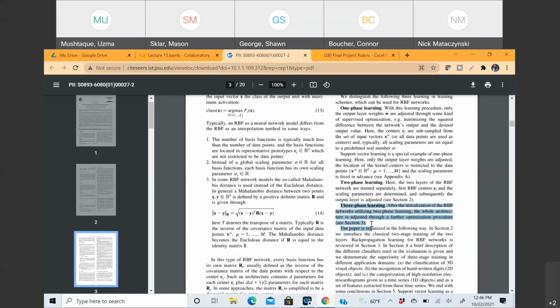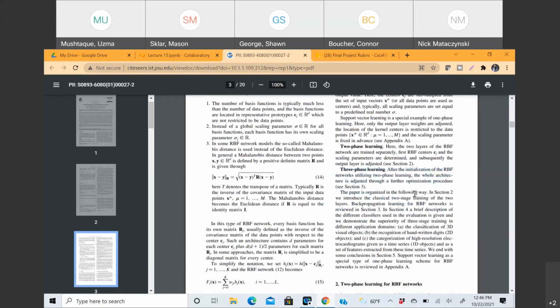And this is interesting because this is the main contribution of this paper. After the initialization of the RBF network, utilizing the two-phased approach that we just talked about, I came up with the prototypes, I came up with the weights, and here I am. Then I can pick that network up and maybe fine tune the weights using different techniques that I know. Maybe run gradient descent a couple of times, maybe make it a deeper network, or make it an input to a deeper network and then determine the weights. So there are three different ways of doing that, and that's what this part is talking about: the architecture is adjusted through a further optimization procedure.